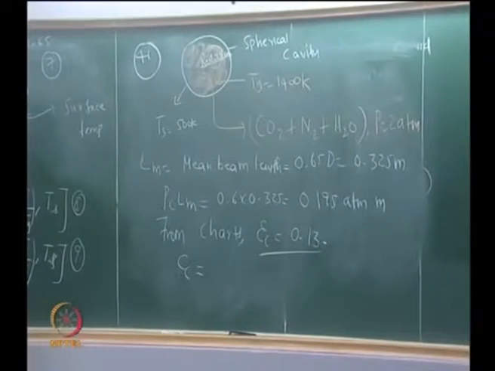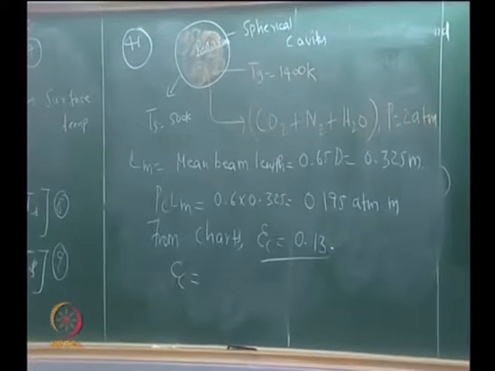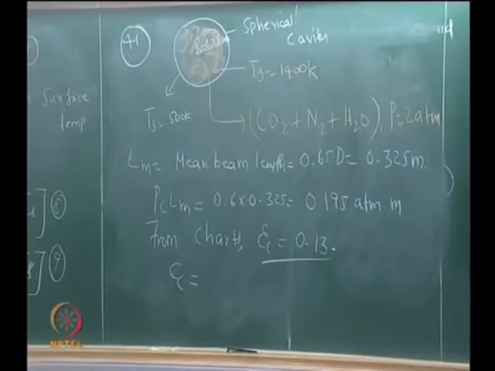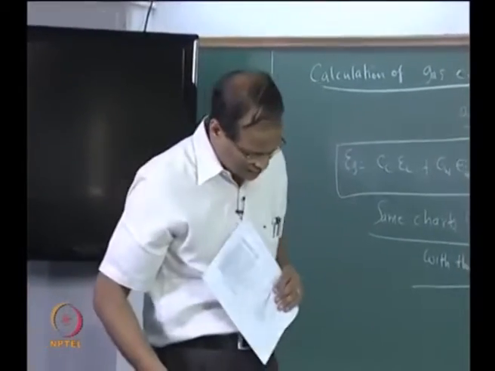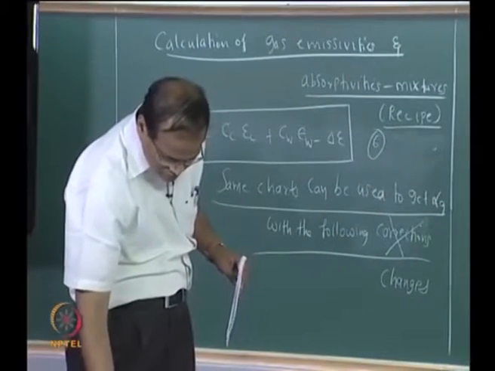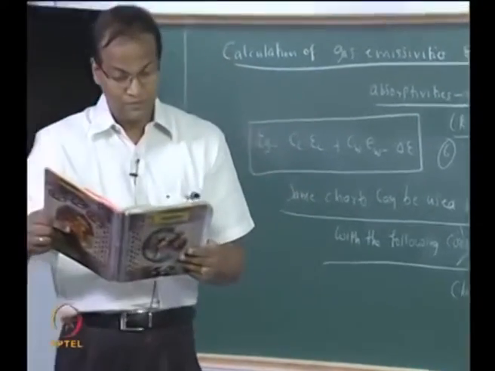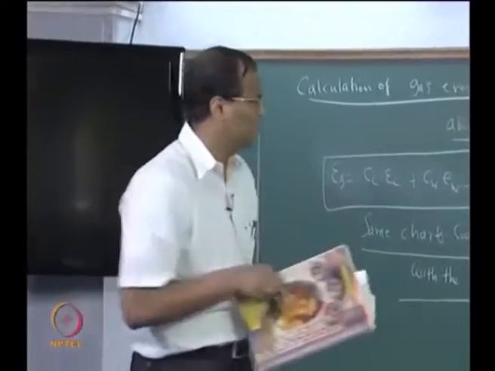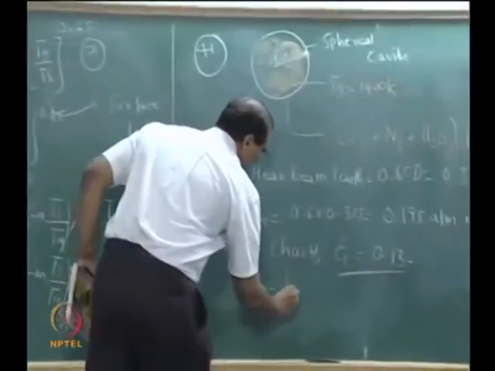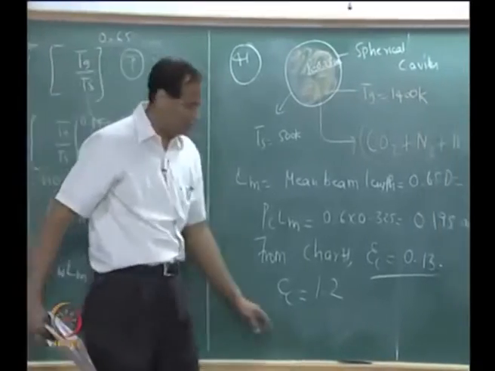So that is a correction factor. For the correction factor you go to this chart, total pressure is 2 atmosphere, and partial pressure Pc into Lm is again 0.195. So what is the correction factor? 1.1, 1.2, okay. So Cc equal to, there is nothing great in what I am doing, you have to do it patiently, that is all, you should know how to read the charts.